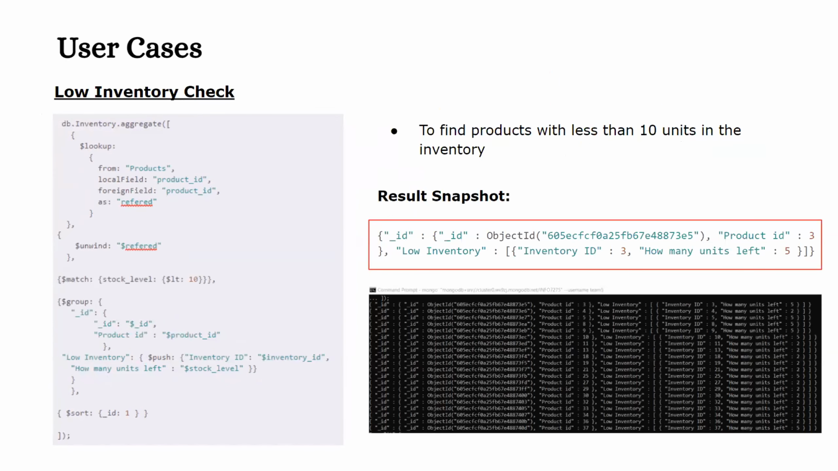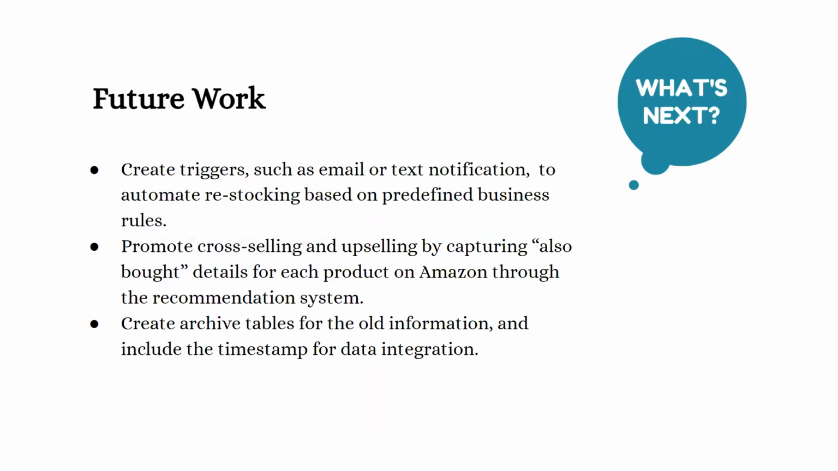Finally, we have the low inventory check, which shows all the products with less than a specific number in the inventory. In the example, we check all products which have less than 10 units.